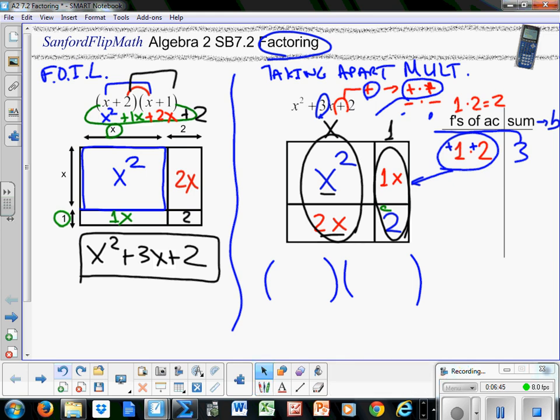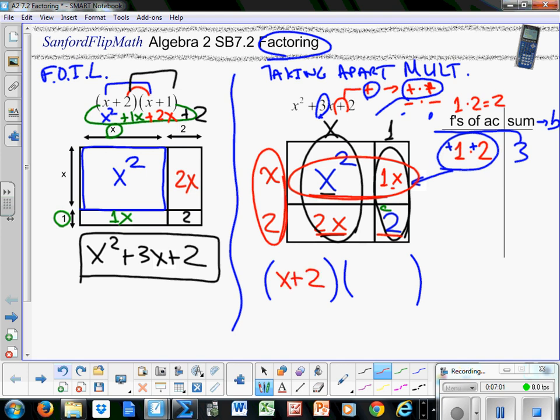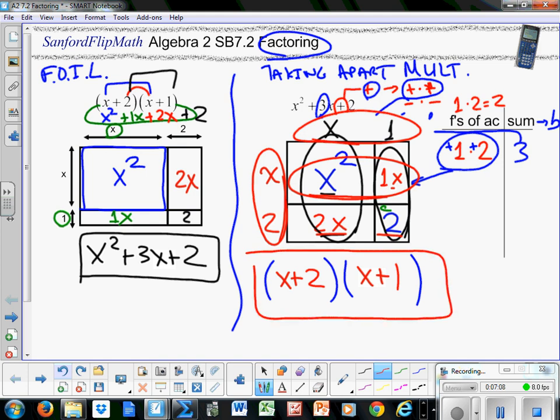Okay, now going sideways, same idea. What's the common factor in x times x and 1 times x? x. What's the common factor in 2 times x and 2? I guess that's 2. So what I'm looking at here is this is x plus 2. This is x plus 1. So all I do is put those together, and I have just factored it.